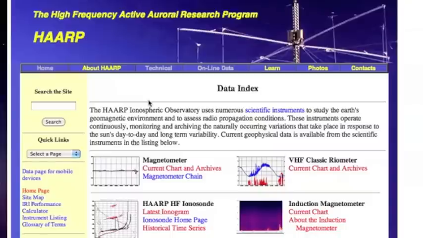Alright, folks, most of you are used to seeing HAARP videos that are trying to scare you or talk about the weapon of mass destruction, but it is a tool for studying the ionosphere, and it just so happens we have something interesting going on.